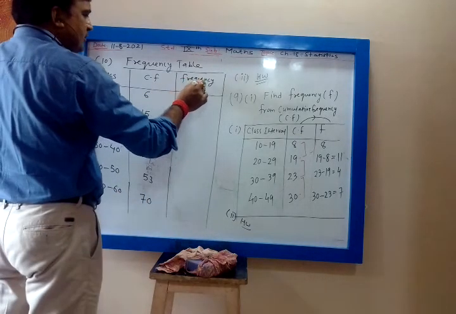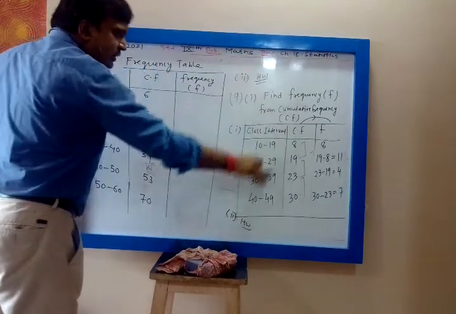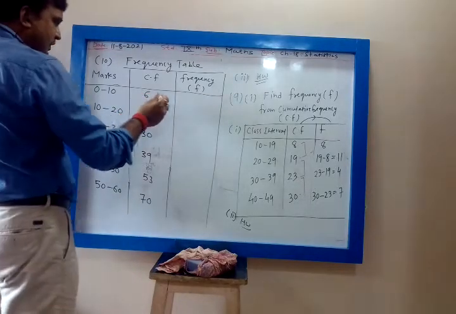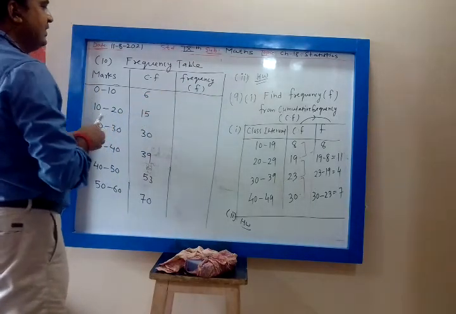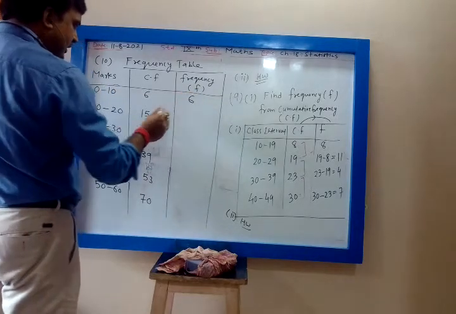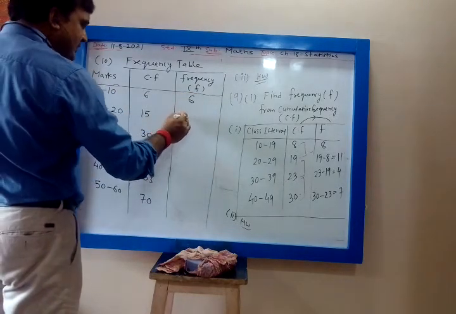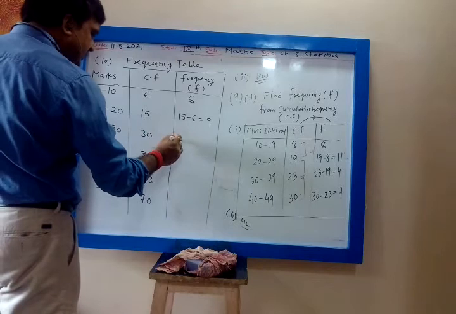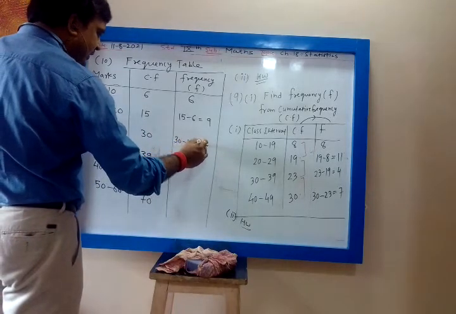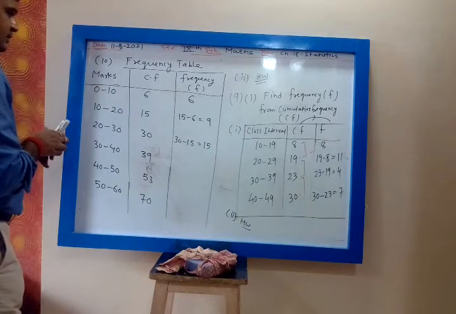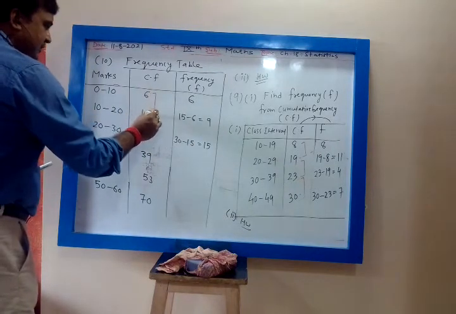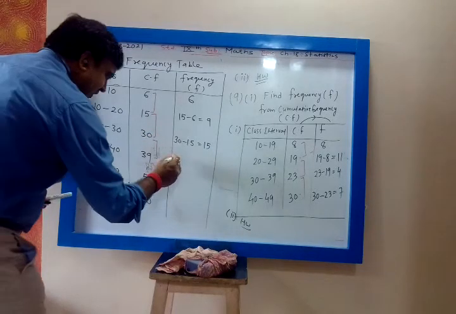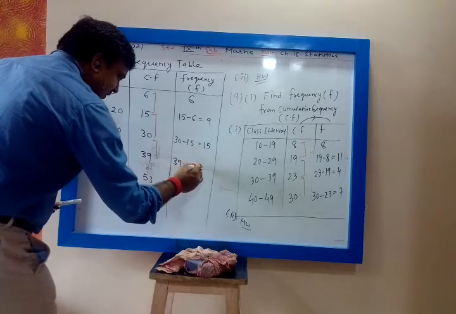Now from CF how will we find frequency F? Tell me. From CF how do we find frequency? We have to go vertical. Yes, we have to go vertical. Are you getting this? So the first frequency and CF remain the same, so 6 will remain 6. Then for the next it will be 15 minus 6, that is 9. Then the next, 30 minus 15, that is 15. So we have considered the difference of these two, then these two, now these two. 39 minus 30, that is 9.